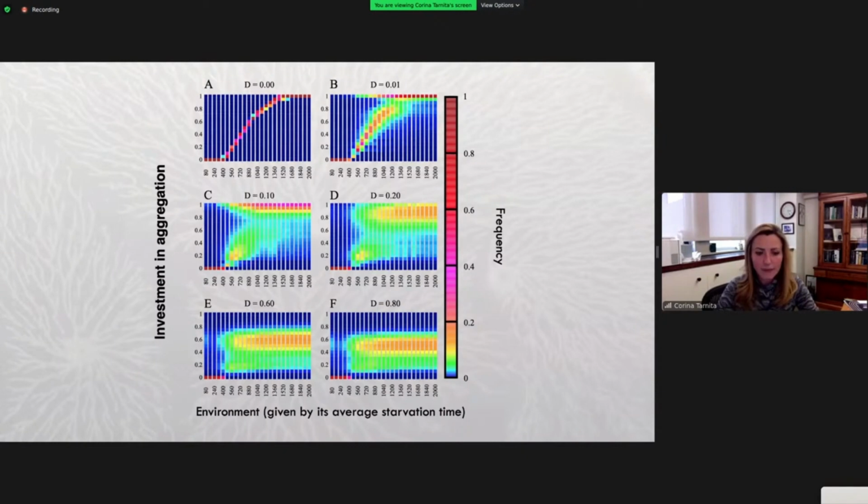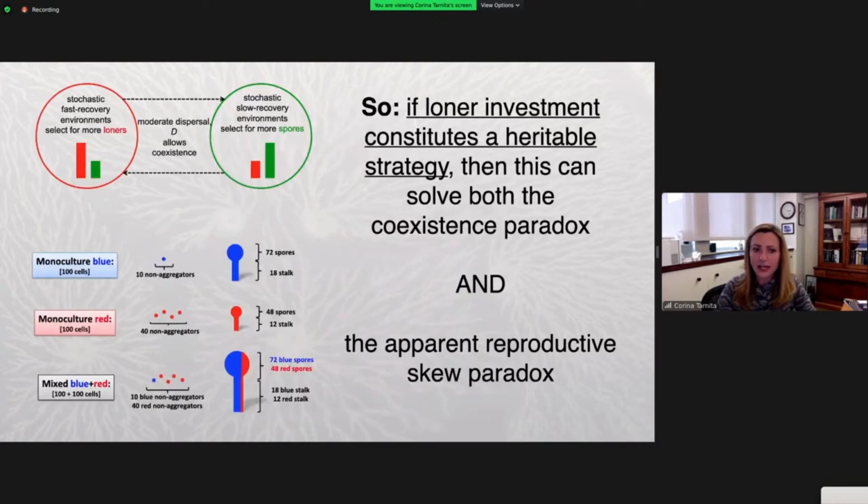So we had a proof of principle. The loners were viable, so we were pretty happy about that result. And so if only we could now prove that not only are they viable, but they are a meaningful life history strategy rather than some random byproducts, then in principle that could deal with both of these issues simultaneously and rephrase the problem.